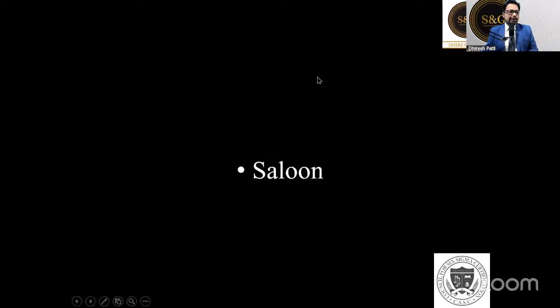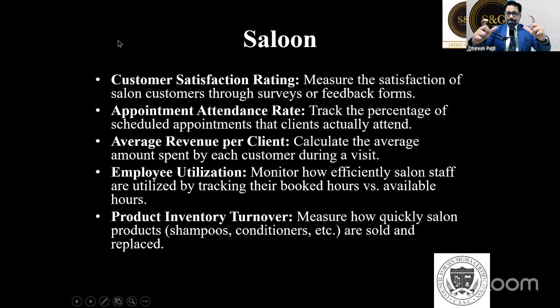Let's say you go to a salon. What are the key performance indicators for the salon? For example, customer satisfaction rating. If they are getting feedback, the rating given on a scale of 1 to 10 or 1 to 100 will be a key performance indicator showing how they are performing. Appointment attendance rate: what percentage of scheduled appointments clients are actually attending. Average revenue per client is also a key performance indicator.